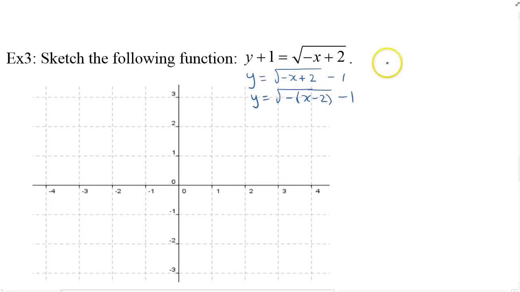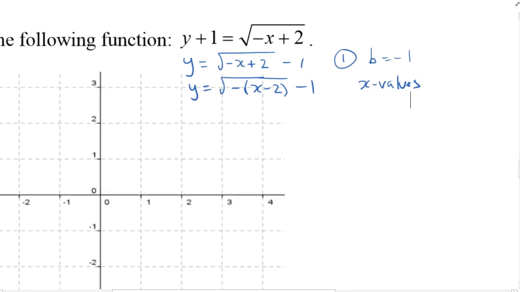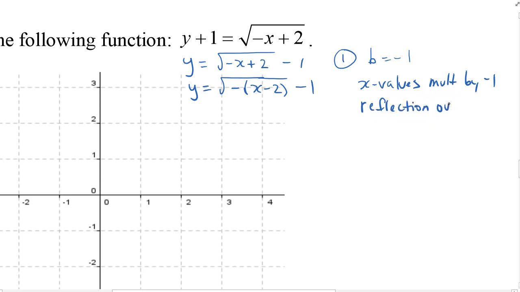So the first thing that we're going to have, number 1, looking at this, is this negative value. That b is equal to -1. So what does that mean? That means that all of my x values are going to be multiplied by a factor of -1, which is going to cause a reflection over the y-axis. So my b is -1. There we go, and that causes a reflection over the y-axis.